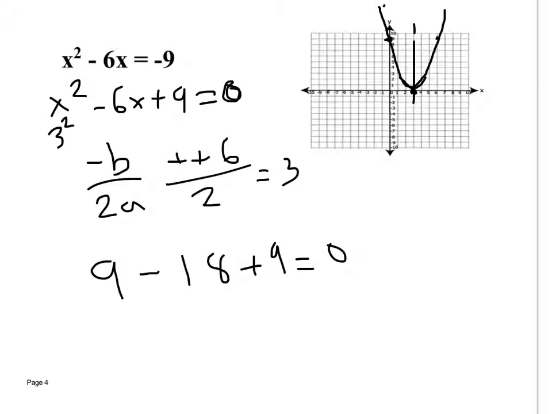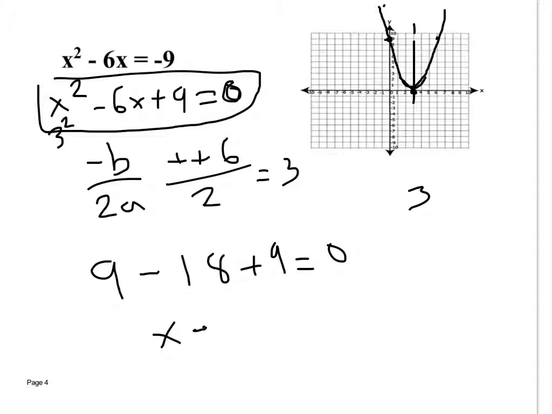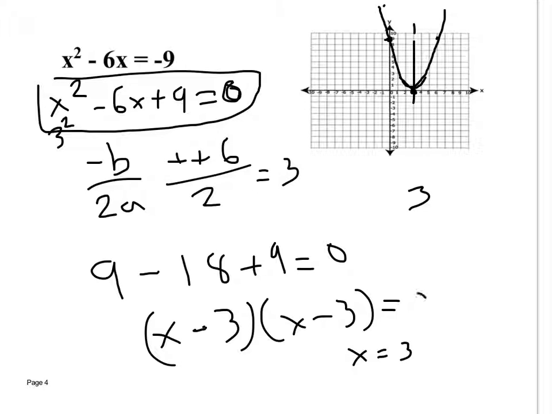So what would be the solution here? It'd just be 3. It only crosses the x-axis at 3, 0. It has one solution. They call this a double root, which is when the two roots are the same number, as in this case. If we wanted to factor this, you would get this. So what's the solution there? 3. Any questions? Pretty easy, right?